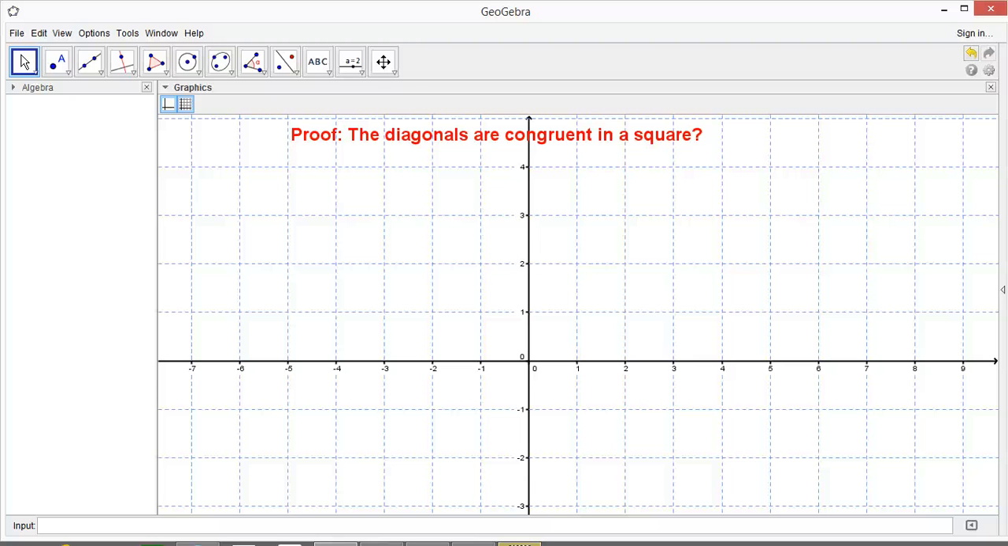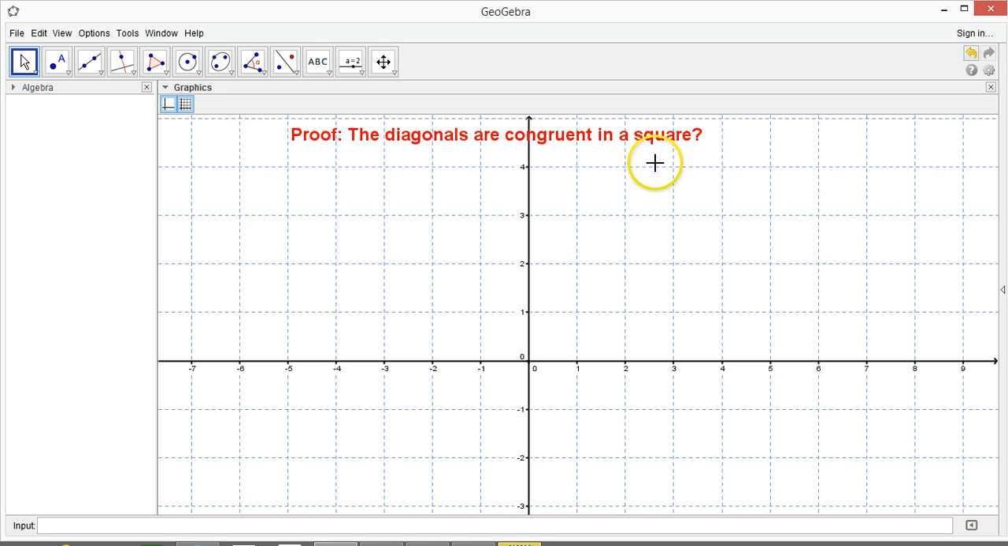One of the main reasons that we've been talking about transformations is so that we can see figures in a plane and understand that we can manipulate their orientation to help us logically make sense of a relationship. Say, for example, like a square. I have a proof here. We're going to prove that the diagonals are congruent in a square.